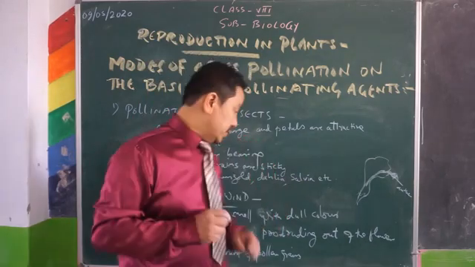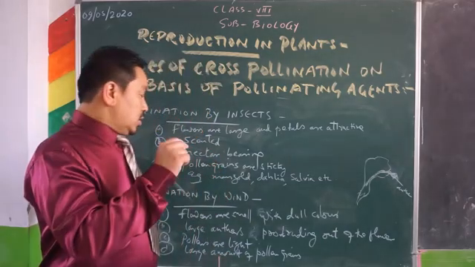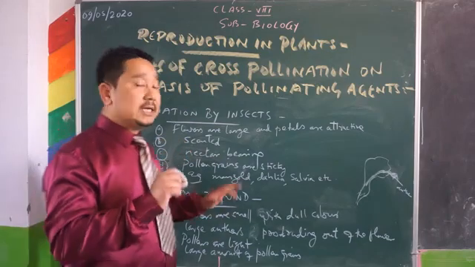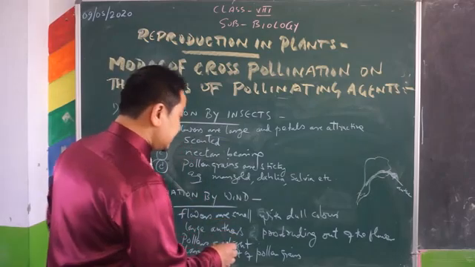Okay, so that is the property. So these are the four types of properties that the flowers where pollination by wind takes place do have. Alright? And examples.